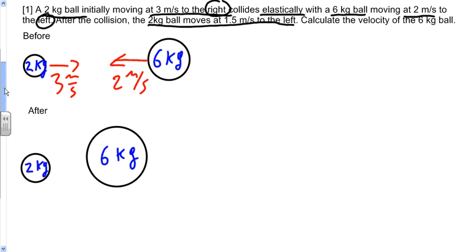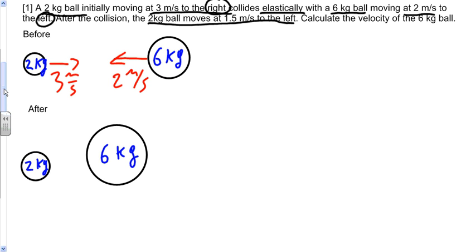On the bottom, we see that after the collision, the 2-kilogram ball moves to the left with a velocity of 1.5 meters per second, and we need to calculate the velocity of the 6-kilogram ball. We don't know the direction yet, so I'm just going to write v. We haven't figured out the direction yet.